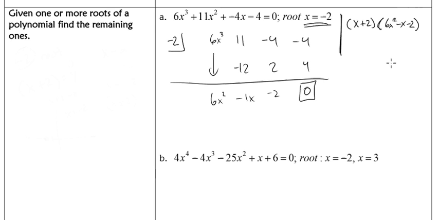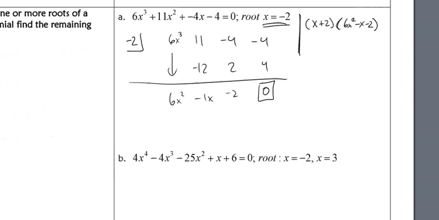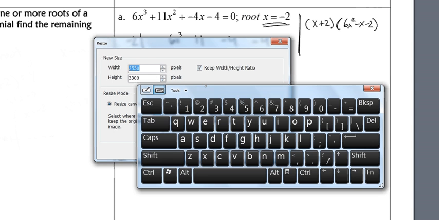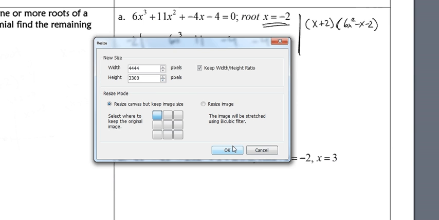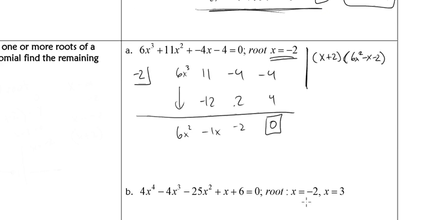And this part here, now that we've got our first factor, we would have to factor the 6x squared minus x minus 2. And that does factor out, depending on how you do your factoring, whether you use the box method, grouping, or something else. However you go about factoring, that's fine, but let's go ahead and do that now.